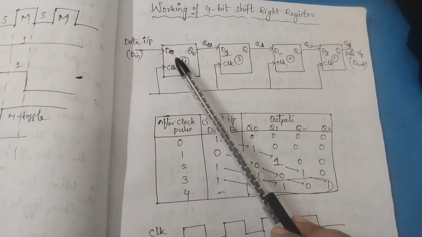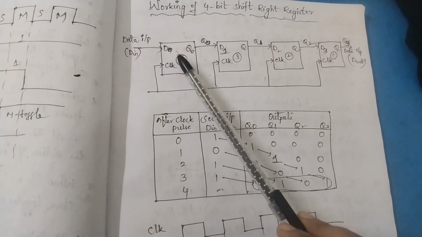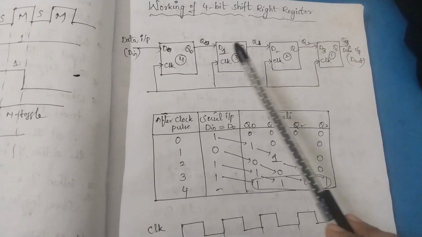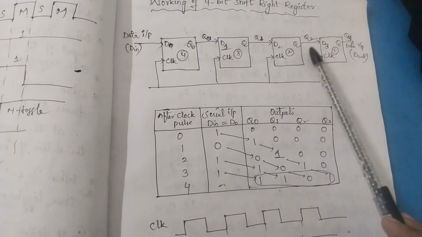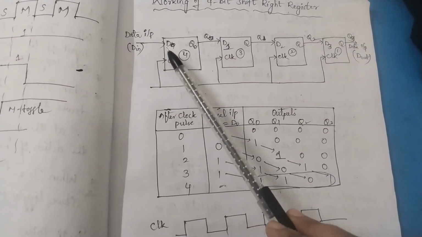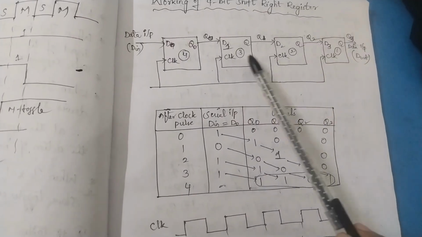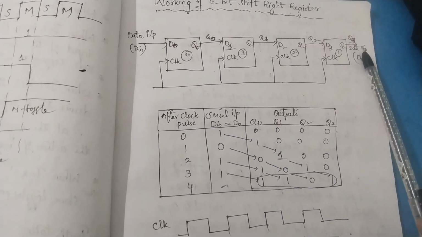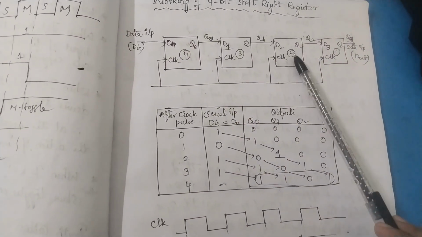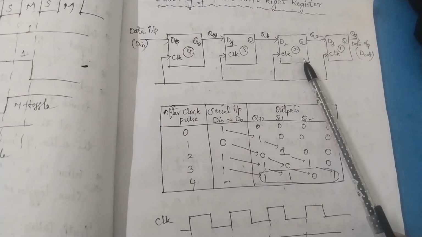And next, this is the D0 flip-flop. First D0 input, D1 input, D2, D3, and the outputs are Q0, Q1, Q2 and Q3. The input data is given towards the left side and the output is taken from the right side. Here each bit is shifting towards the right side, therefore we are calling it a right shift register.